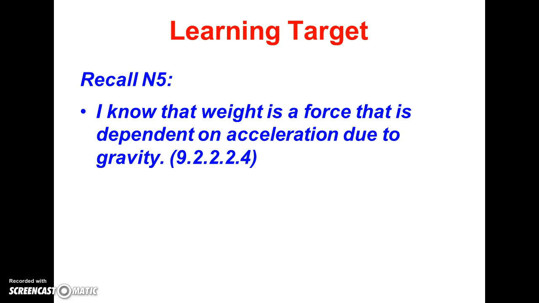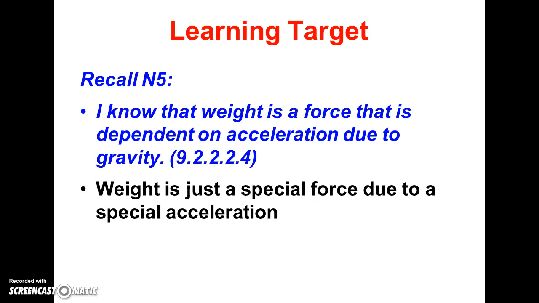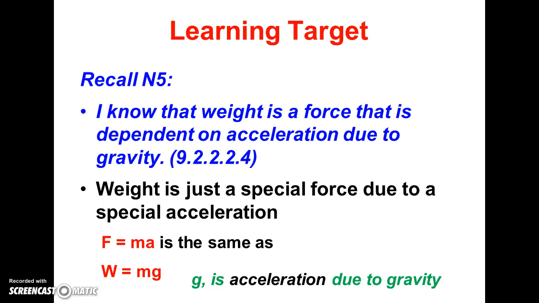If you recall again from an earlier unit, we talked about weight being a force that's due to an acceleration due to gravity. So really weight is just a special force due to a special acceleration. The equations are almost identical. We just substitute the W for the force. And instead of a general acceleration, we have a very specific acceleration, g, that's due to gravity.